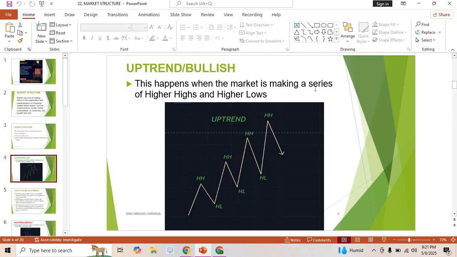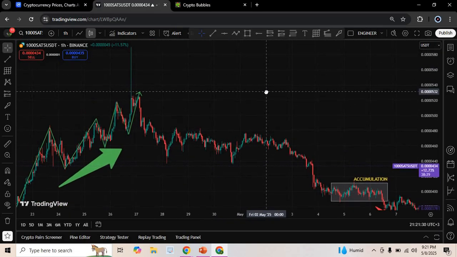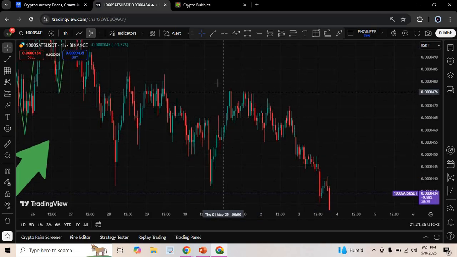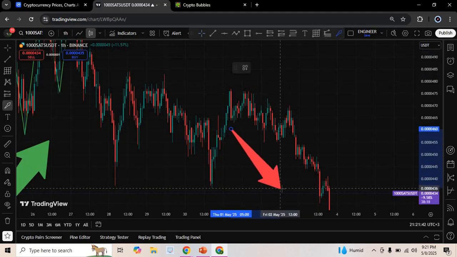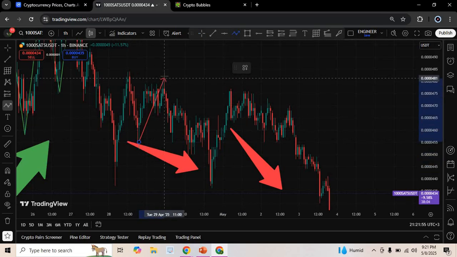An uptrend happens when the market is making a series of higher highs and higher lows. I think I should have shown an example of higher highs and higher lows here. If we zoom out to these, we're having a downtrend right here. Or even here, this one is also a downtrend. So we are having a series of what? A series of lower highs and lower lows.